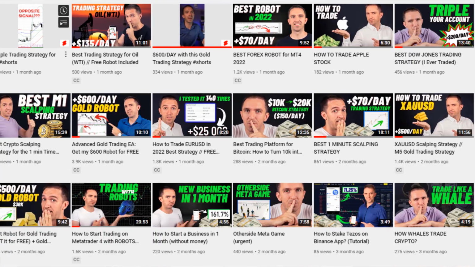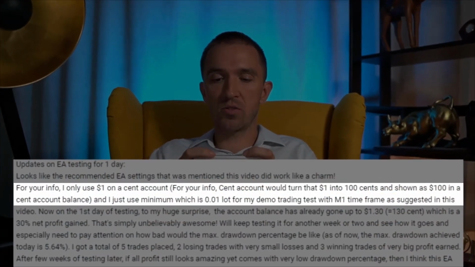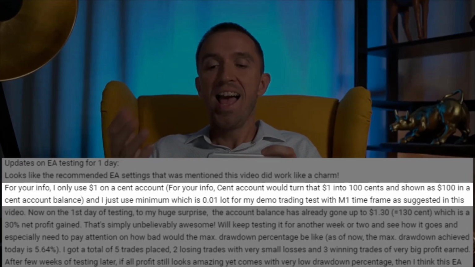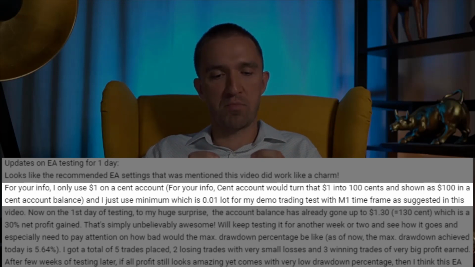Recently, one of my subscribers shared how to trade gold in a small account. What he left as a comment in one of my advanced gold robot videos was saying, I only use $1 on a cent account. For your info, a cent account would turn that $1 into 100 cents and show it as $100 in a cent account balance, and I just use the minimum, which is 0.01 lot, for my demo trading test with M1 time frame as suggested in this video.